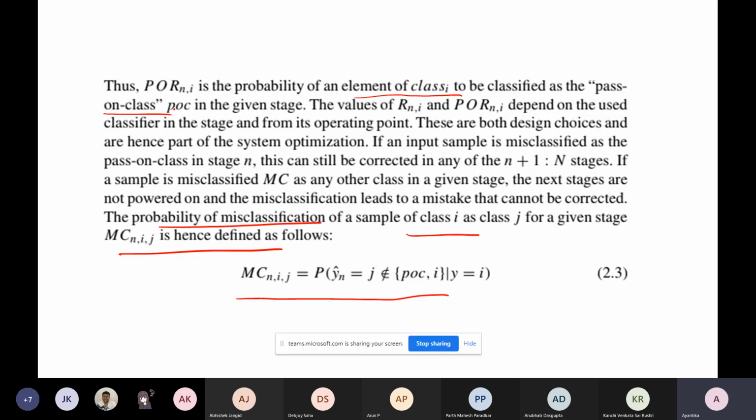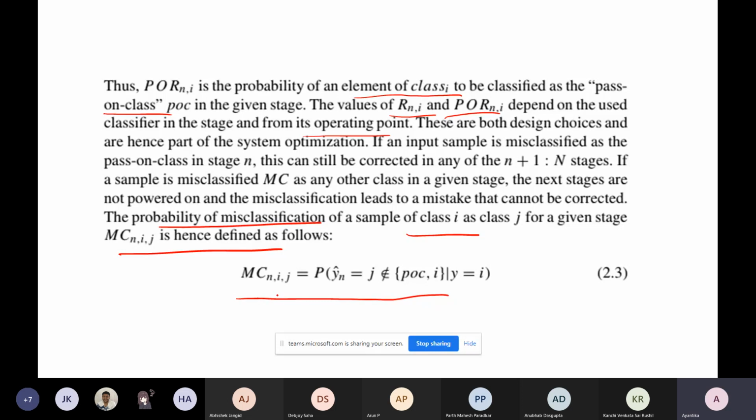So the same thing we talked about just now: the values of recall rate as well as pass on rate depend on the classifier used in the stage and on its operating point. So these are both design choices. I think so far you have understood, and it will vary from application to application.